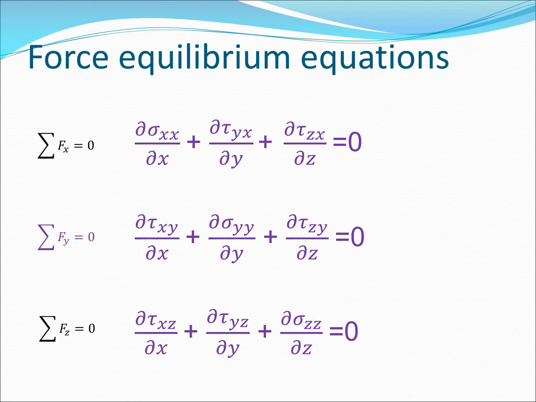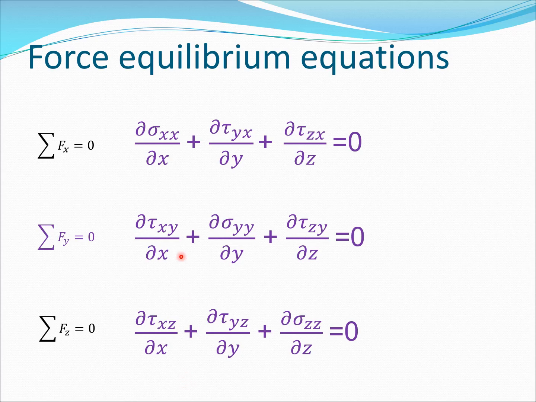Now similarly you can do the algebra for the other two cases and you will get three equilibrium equations which are coming out of the force summation. So the forces Fx, Fy and Fz are equal to 0 and I get three equations here. Now these equations look somewhat scary, but they are really not.